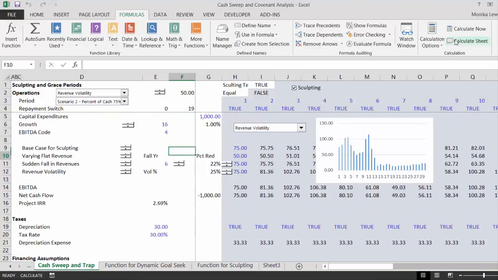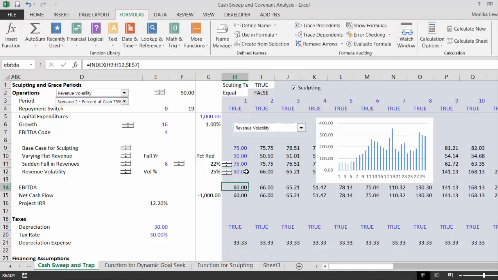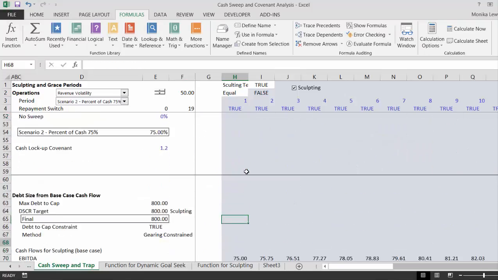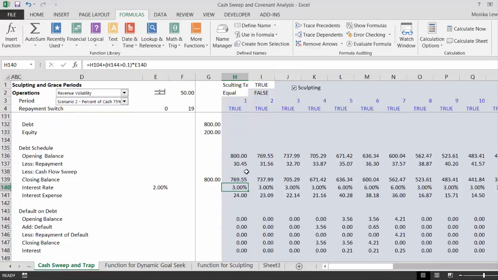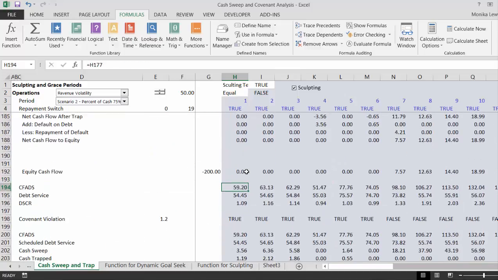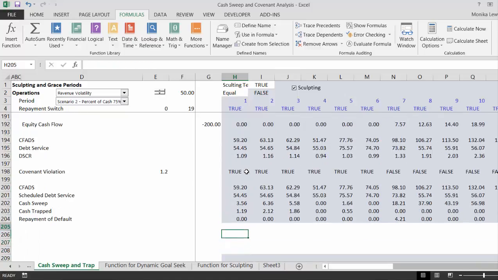Revenue volatility, I think I only changed the volatility here. Let's change this to 60. Okay, so we have a lower starting point. Let's see if we get some. In this case, oh yes, we have a repayment, we have a default, and then a repayment of the default. And why don't we graph this?